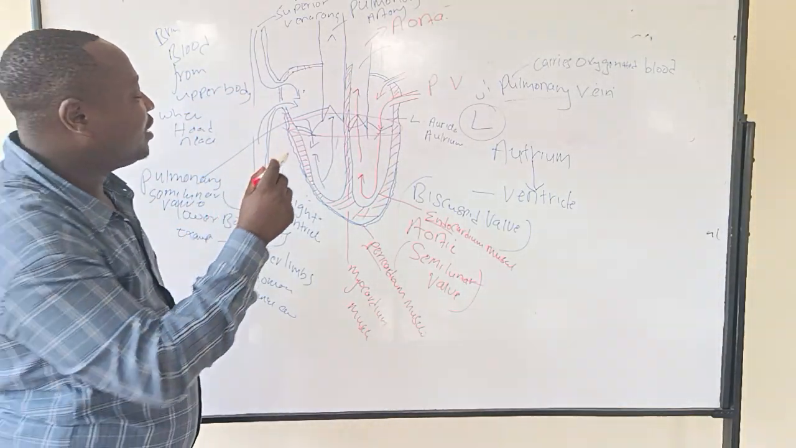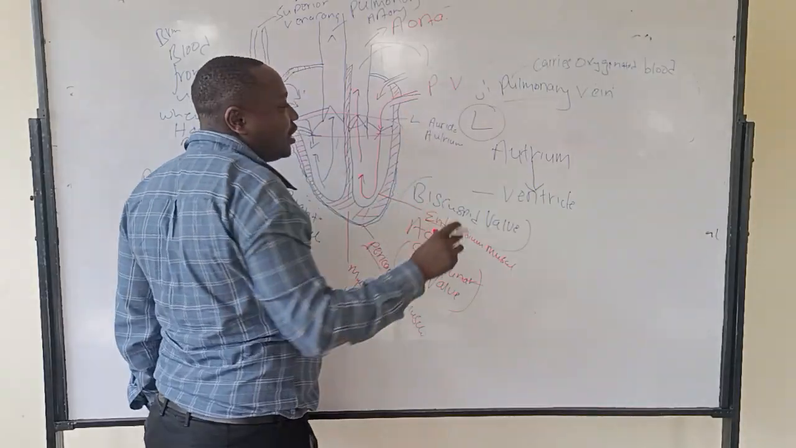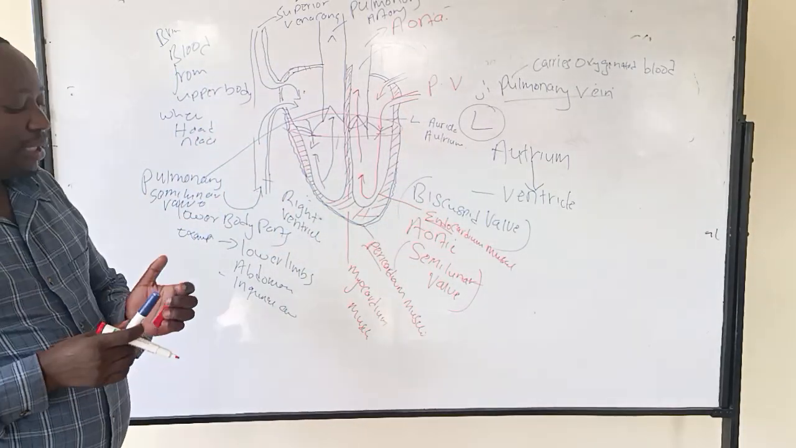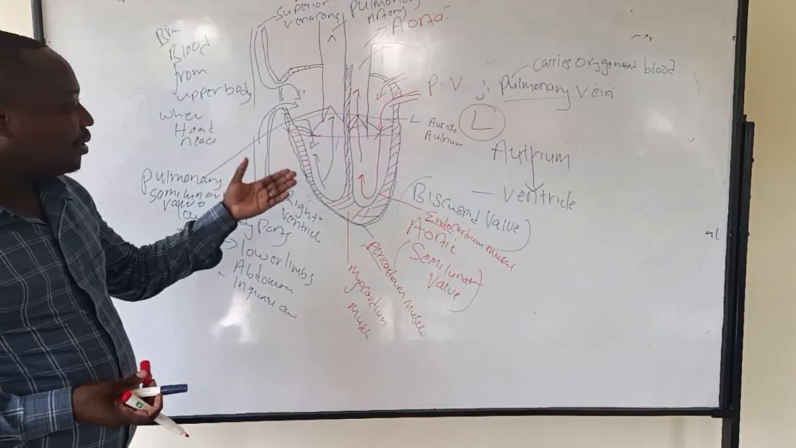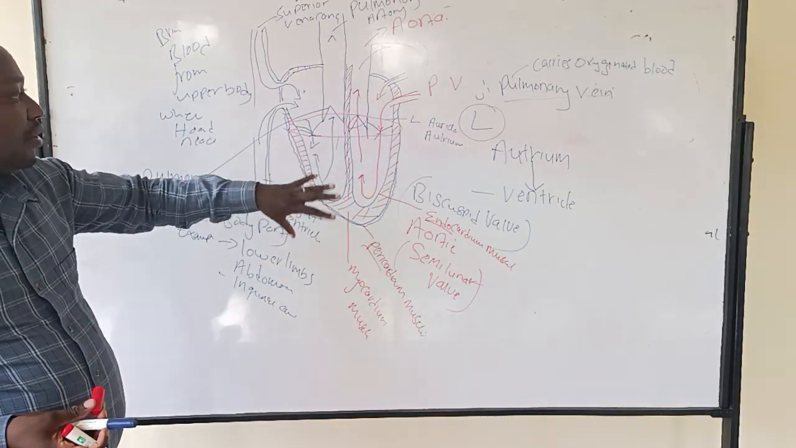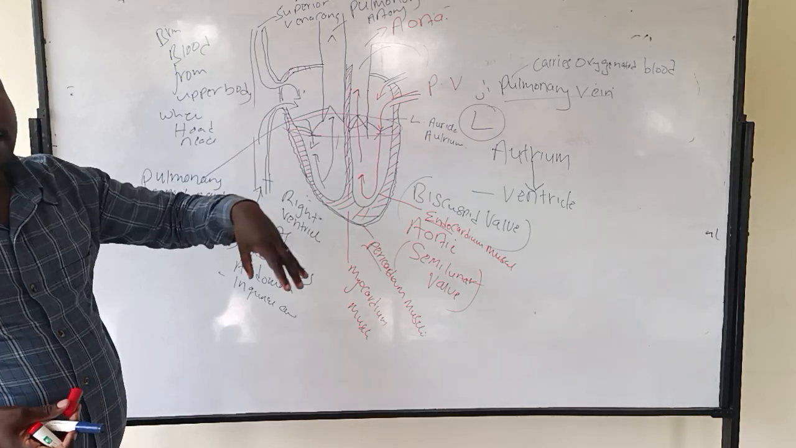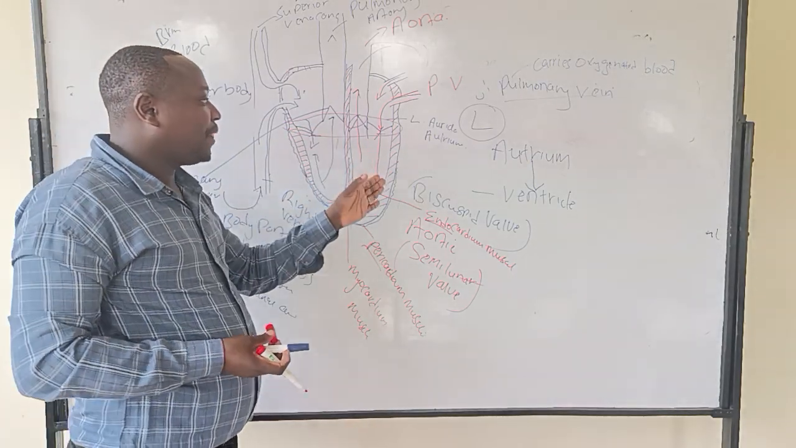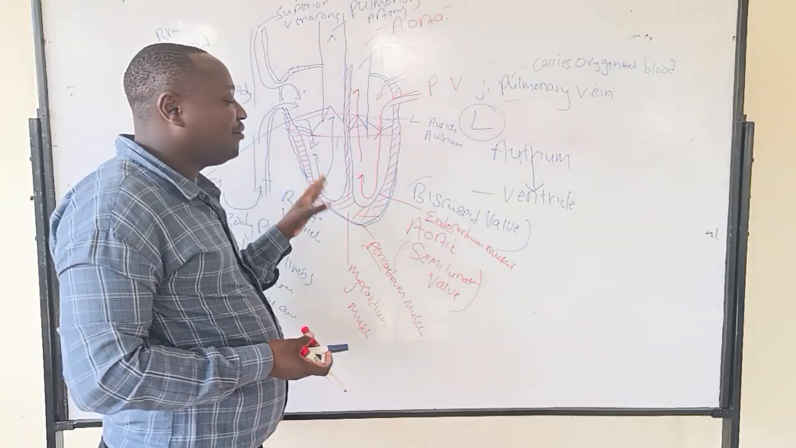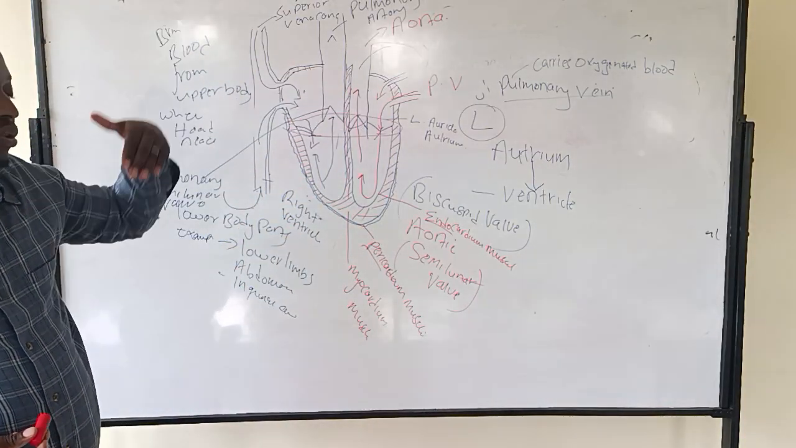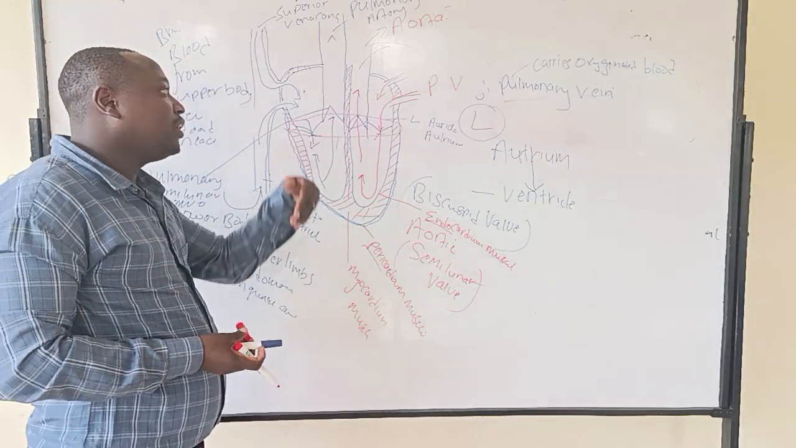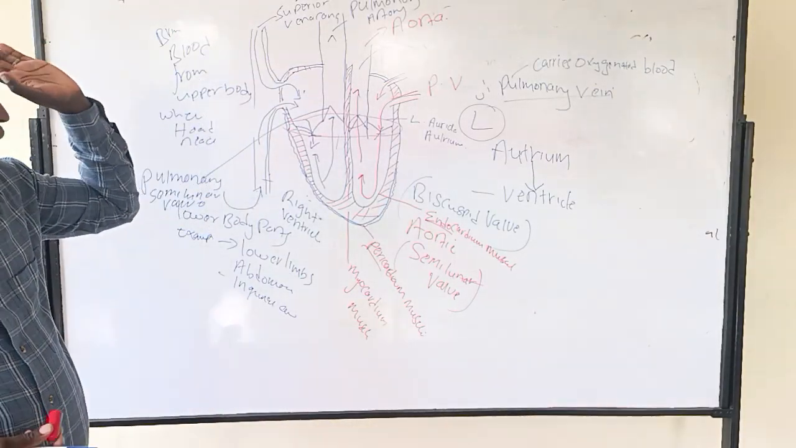Then from the aorta we are going to have many branches, so that this oxygenated blood can circulate to the whole body. Remember also that this organ, the heart, also requires oxygenated blood to be able to function. So the blood from the aorta is going to go to the lower part of the body, as well as the upper part of the body.